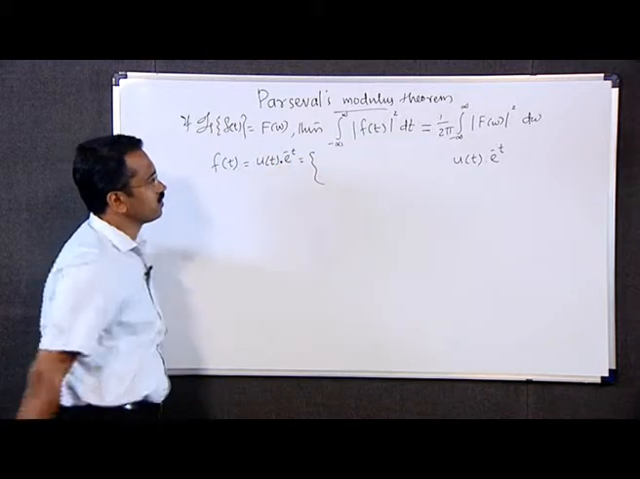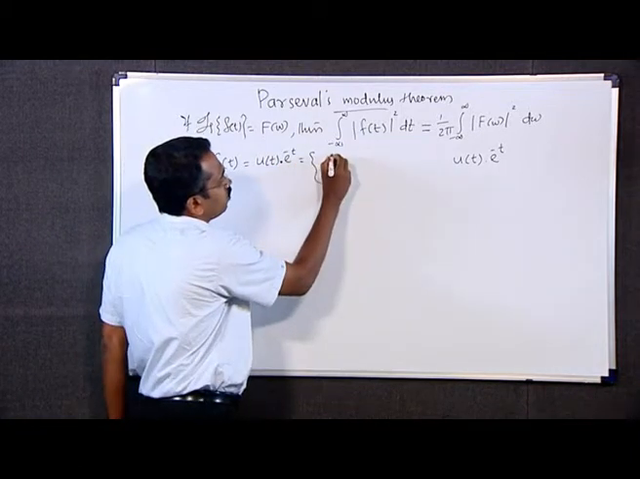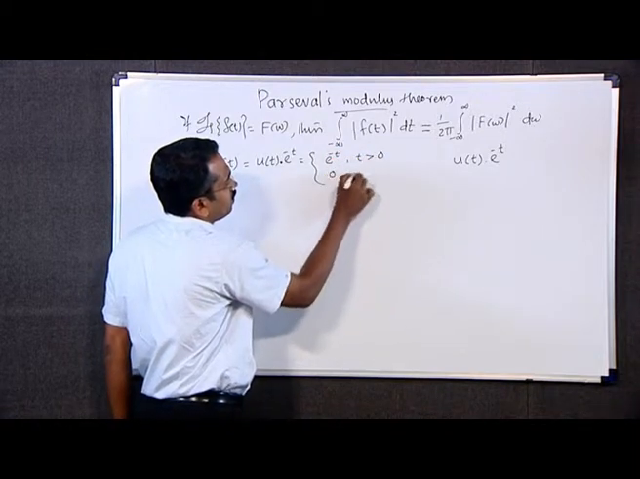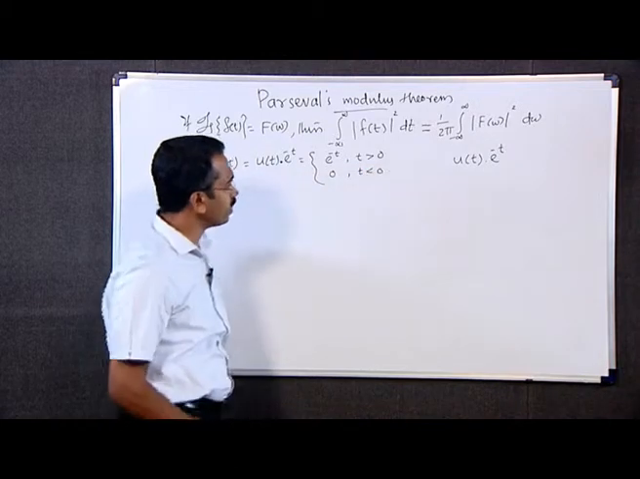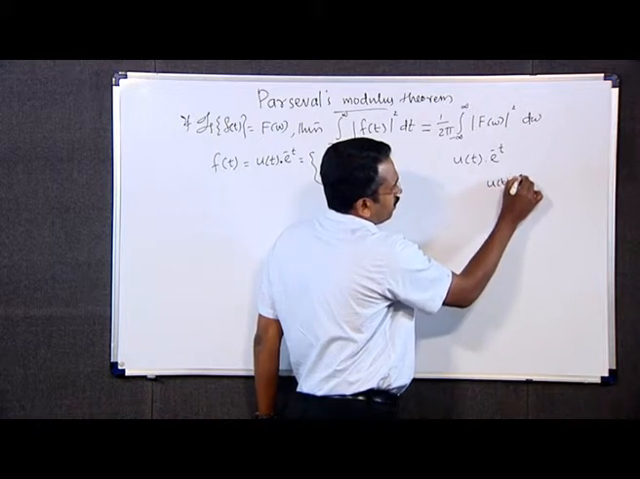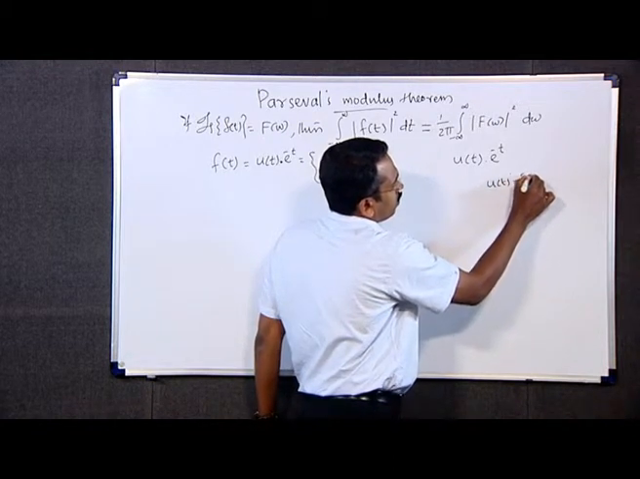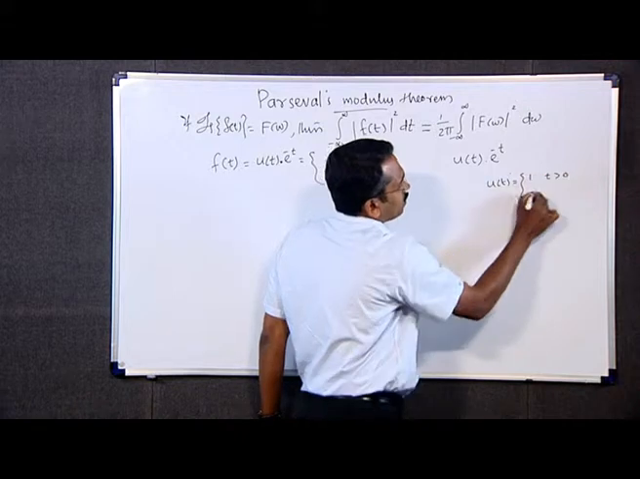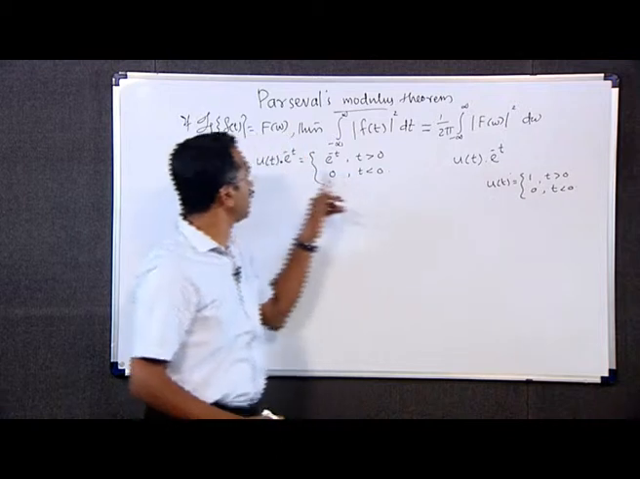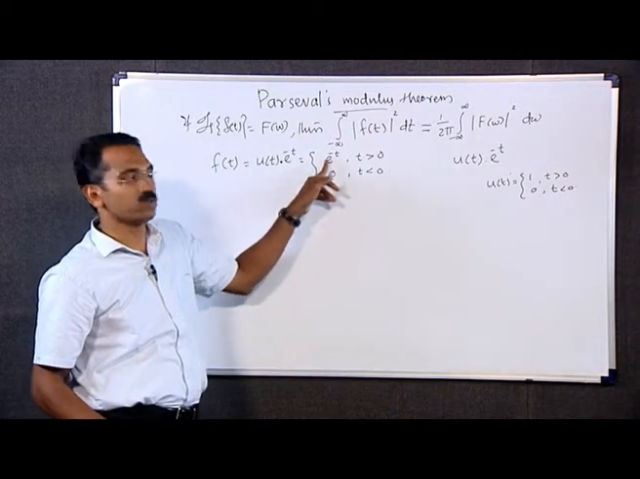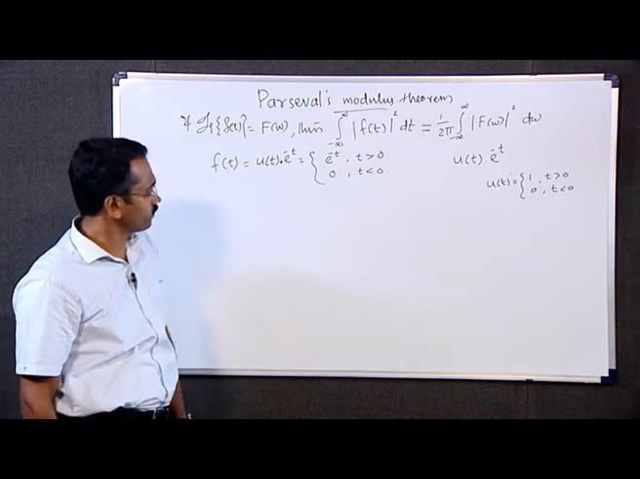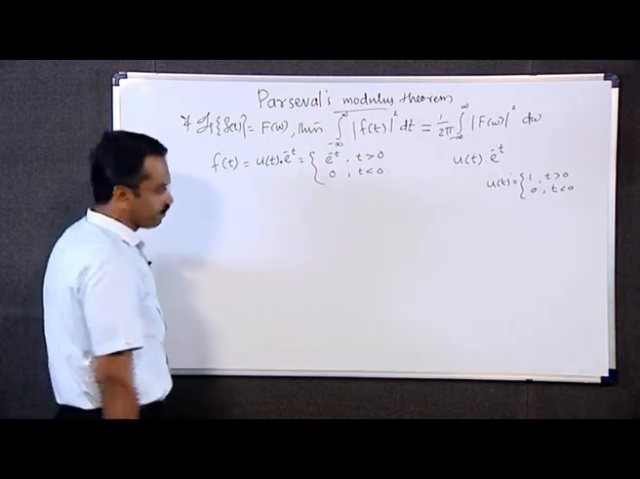which is defined as e raised to minus t for t greater than 0 and 0 for t less than 0, because the unit step function is defined as u of t is equal to 1 for t greater than 0 and it is 0 for t less than 0. Therefore, u of t multiplied by e raised to minus t is e raised to minus t for t greater than 0 and 0 for t less than 0.